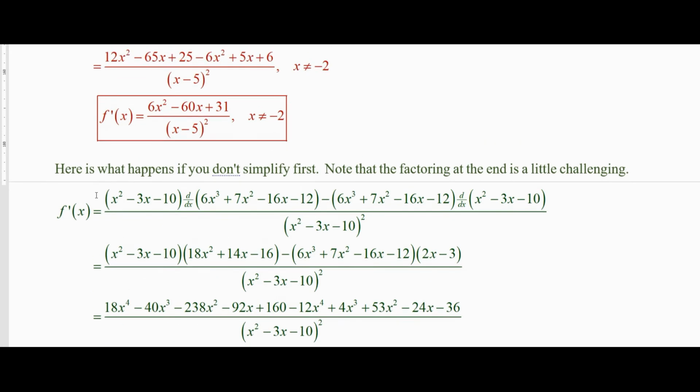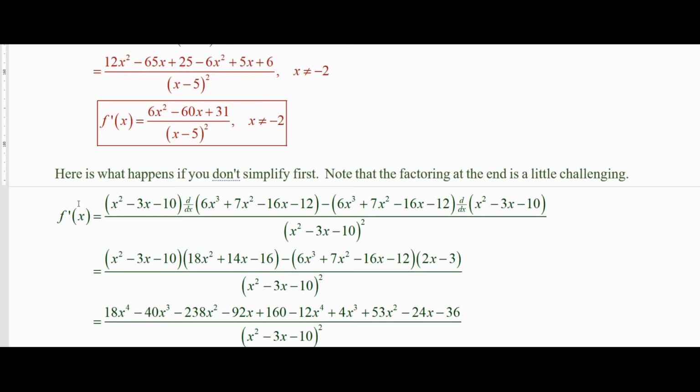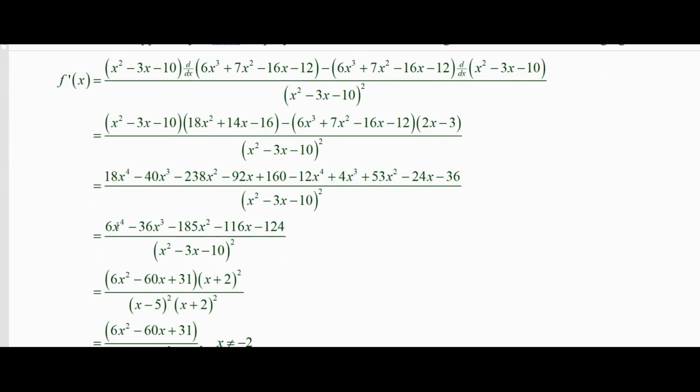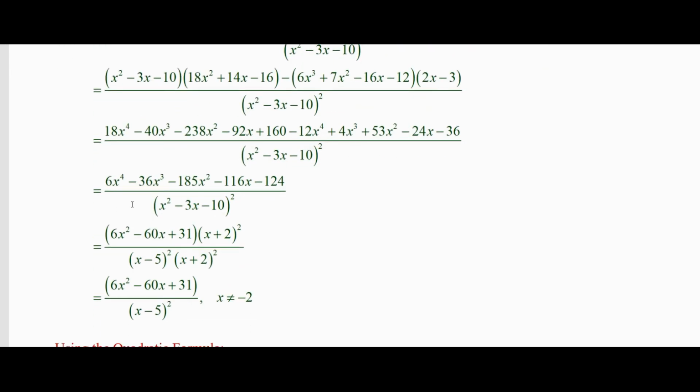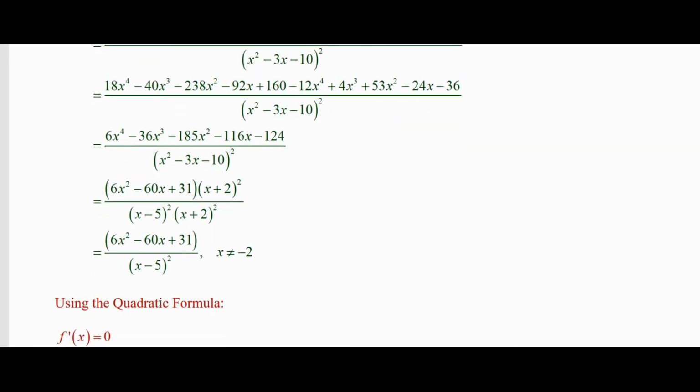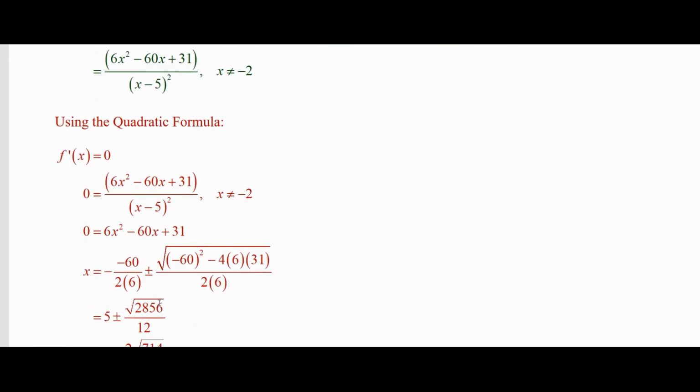You could do it without simplifying first, but it just is a little harder. I'm not going to talk you through all the steps there, but it's the same steps. It's just the factoring of this thing right here, this 4th degree polynomial, is a little nasty at the end. But it turns out that all the x plus 2's end up canceling out. You get the same thing, it's just a little harder.